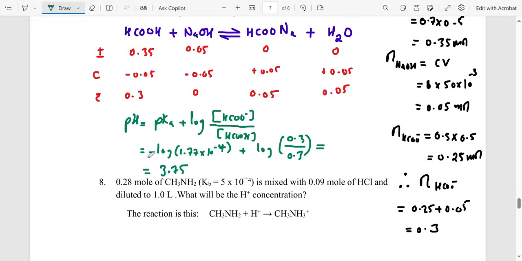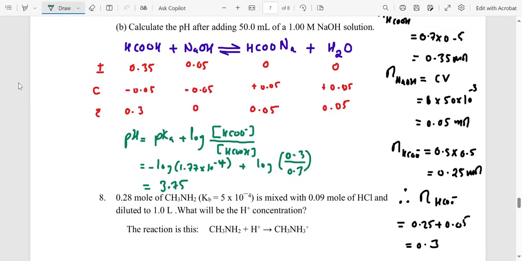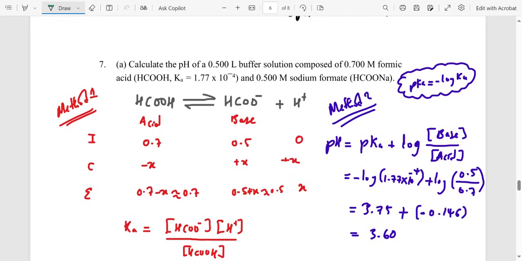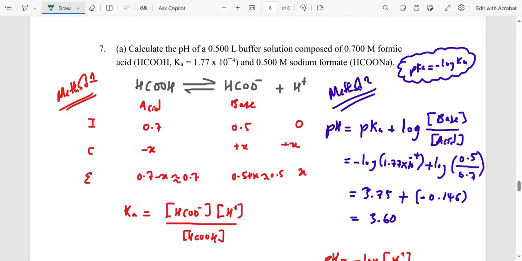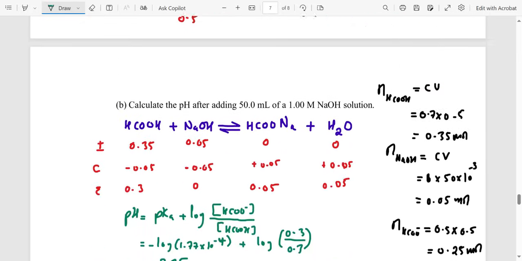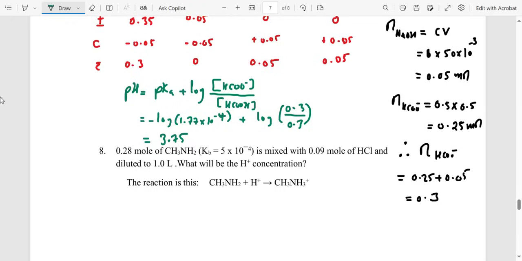3.75. What has happened to the pH? Has it decreased or has it increased? So you should be able to relate why that has happened. When you look at the initial pH that we had, initially the pH was what? Okay, this one was saying calculate the pH and we found the pH to be 3.6. Here the pH is 3.7. Why has the pH increased? Because we added the base. A base increases the pH. Does this make sense, guys? Is this okay?